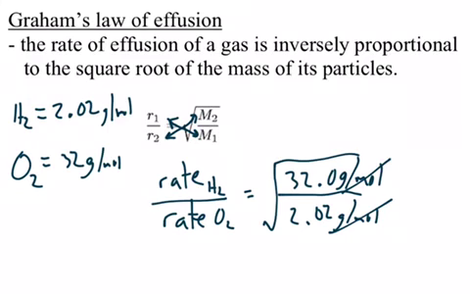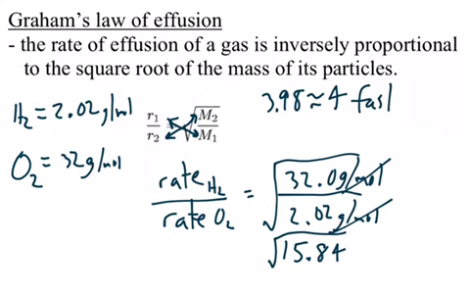But you'll notice that these guys cancel out. And then when you divide 32 by 2.02, you're going to get roughly 16. I'm going to put here 15.84. This is roughly 16. But you got to remember that we got to get the square root. Don't forget to do that final step. And when you get the square root, you're going to get that hydrogen is 3.98, approximately 4 times faster than oxygen. So the hydrogen gas is going to be almost 4 times faster than oxygen.